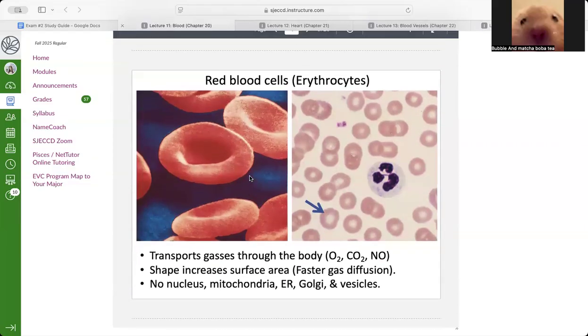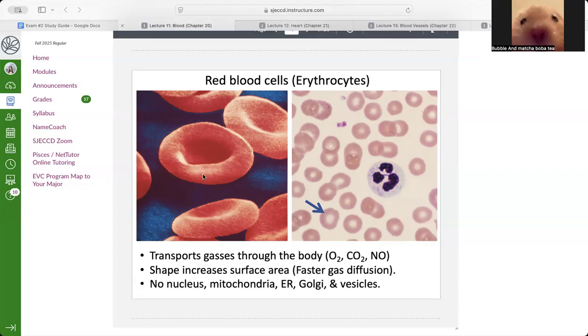So red blood cells are actually flat biconcave discs. Biconcave means you see this little cave right here. That's biconcave. And this would transport gases throughout the body. This shape actually increases surface area, which allows for faster gas diffusion in and out of the red blood cells. So it also transports oxygen, carbon dioxide, and nitrogen.